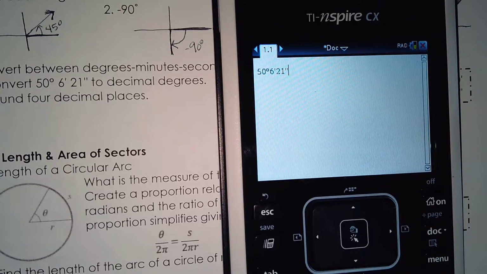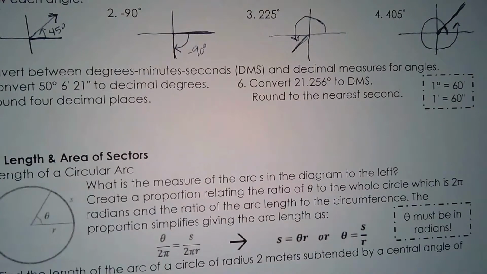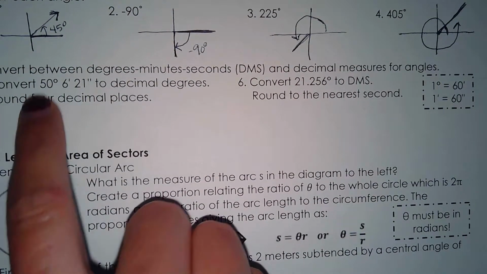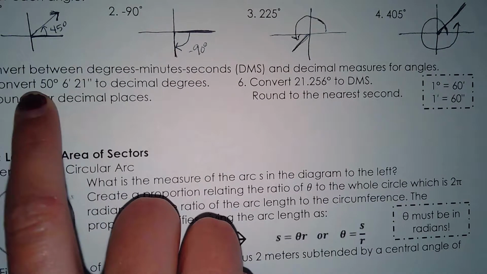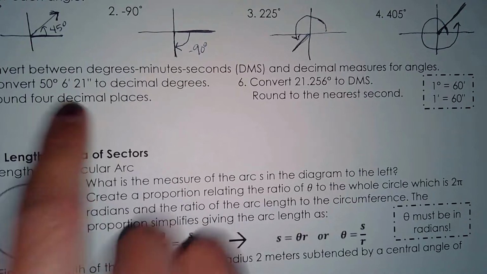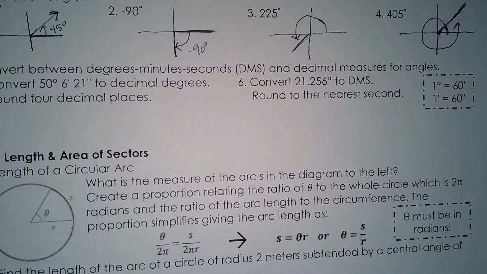When we type it in, it says error. Wait, so do you type in the 2 lines and then? You type it just like it's written on your paper. So 50 degrees, 6 minutes, 21. Use the one tick, do it twice.